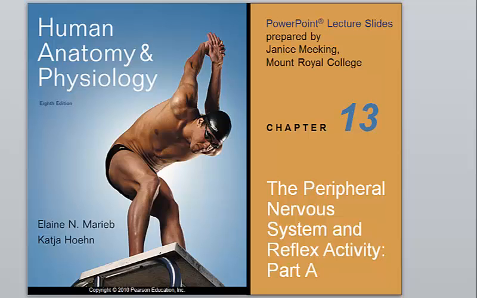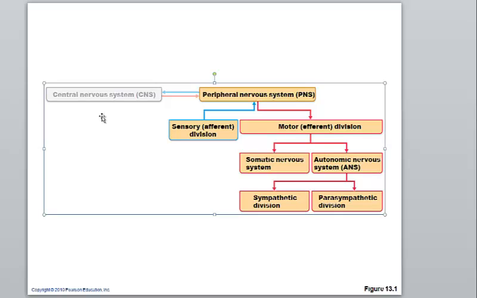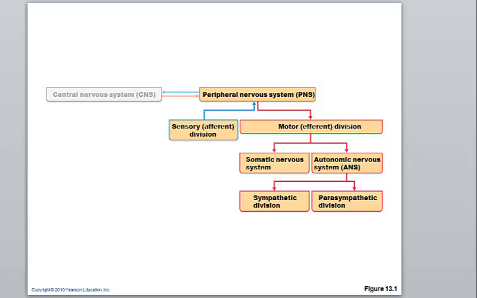Okay, so let's begin our chapter with a little bit of a classification. So we're finished with the central nervous system. Now we're moving on to the peripheral nervous system. From this picture that you should be aware of, the peripheral nervous system is divided into sensory, the afferent division, and motor. The motor is further divided into somatic and autonomic. Autonomic is chapter 14. We'll be talking about it later. We're going to talk about all the others in this chapter.